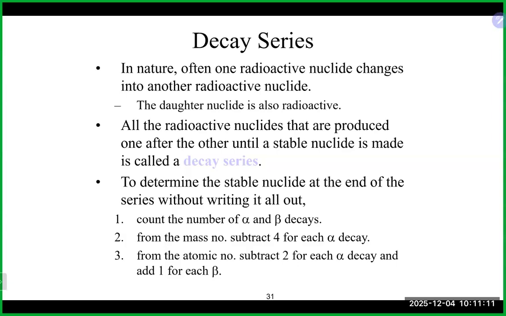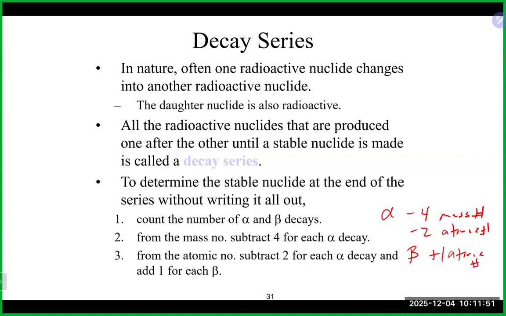Obviously, you can just do each reaction like we did in balancing nuclear reactions, and write a nuclear equation for each step along the way. If you're dealing with alpha and beta decays, you actually can shorthand it if you're only interested in what's at the end. For every alpha decay, you subtract 4 from the mass number, and you subtract 2 from the atomic number. And for every beta decay, you add 1 to the atomic number.